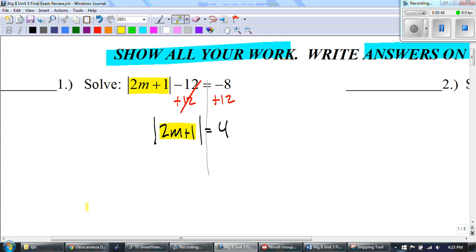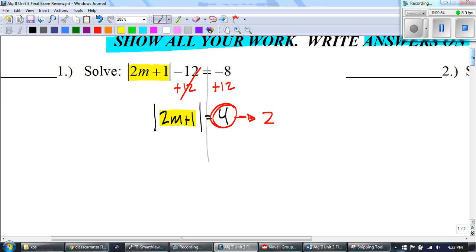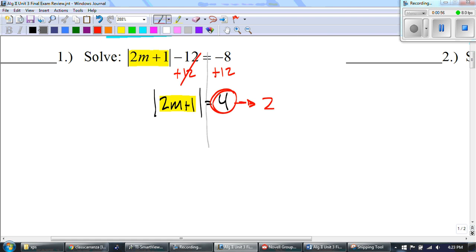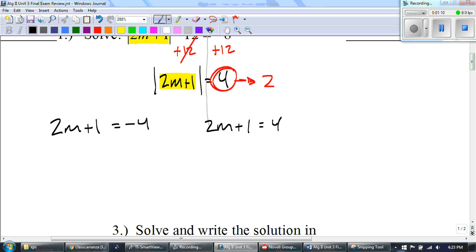So I've got the absolute value all by itself, and it equals a positive, which means there are going to be two solutions. I'm going to break this up into 2m plus 1 equals negative 4, and 2m plus 1 equals positive 4. And then I solve them both.